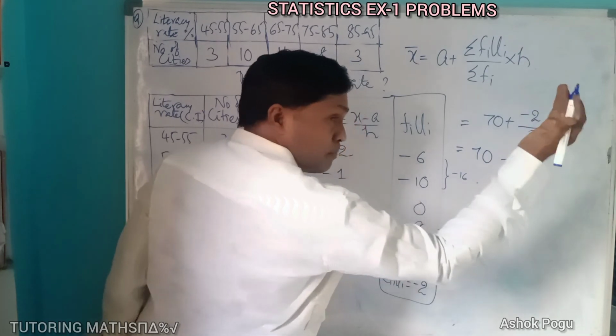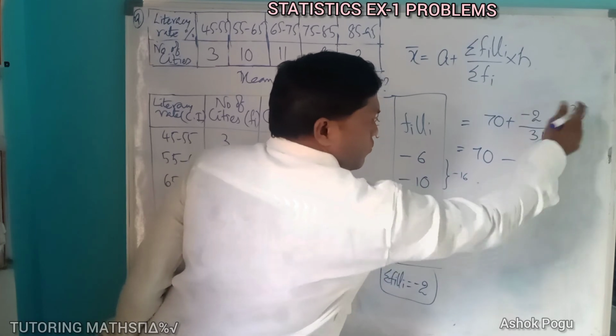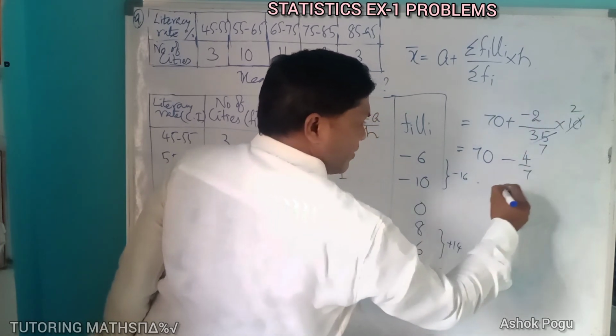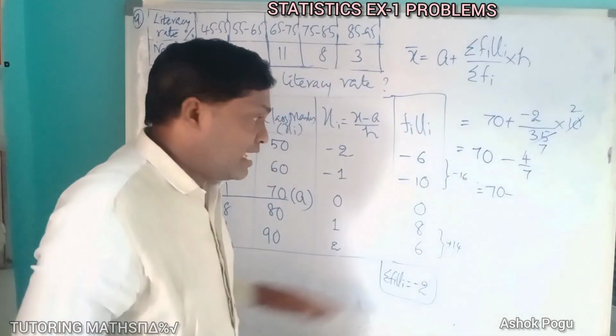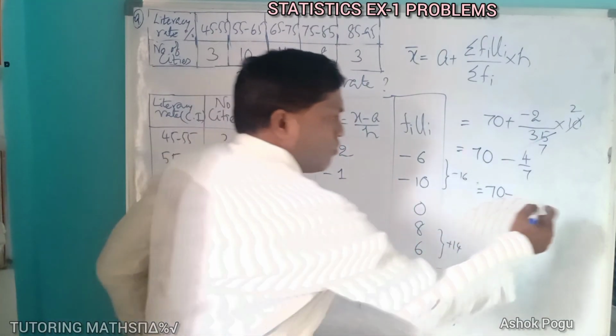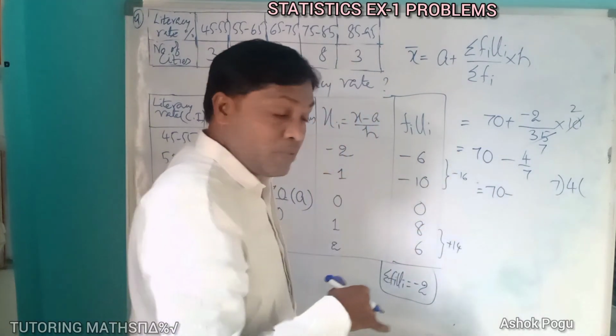Minus 2 tens are, first cancel by the 5 table: 5 7s are, 5 2s are. So we get minus 4, 2 2s are 4, by 7. So that is 70 minus 4 by 7. It is in fractional form, so convert it into decimal form. 4 should be divided by 7, but 4 is not divisible by 7.